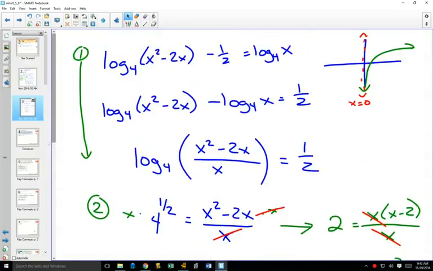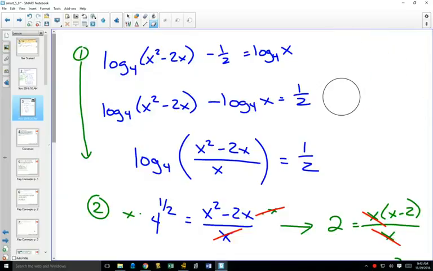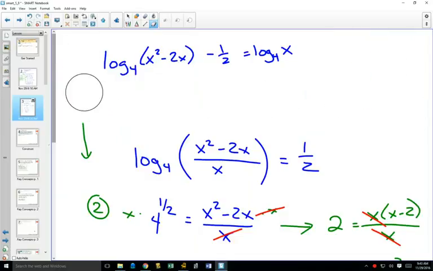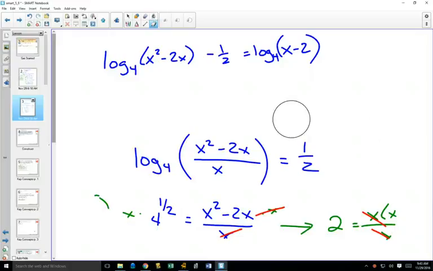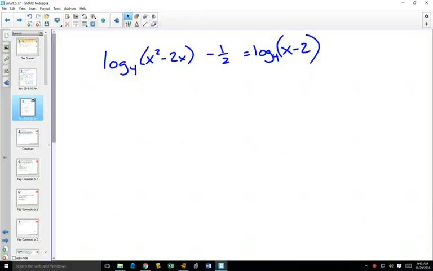Example 3 is very similar to example 2, except this time I am going to put an x minus 2 inside that last set of brackets. How does that change our answer?